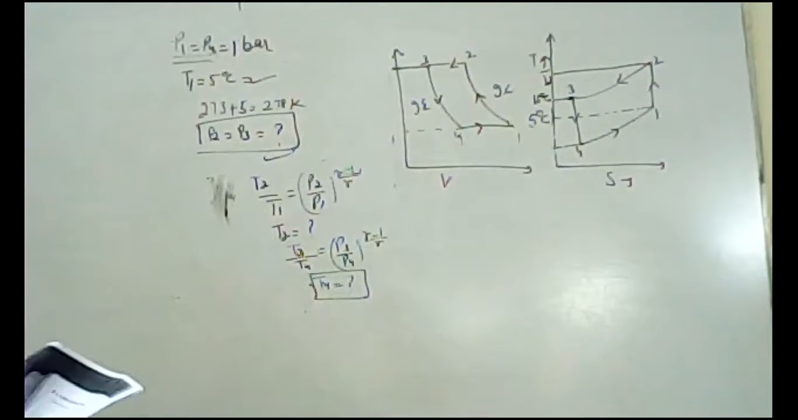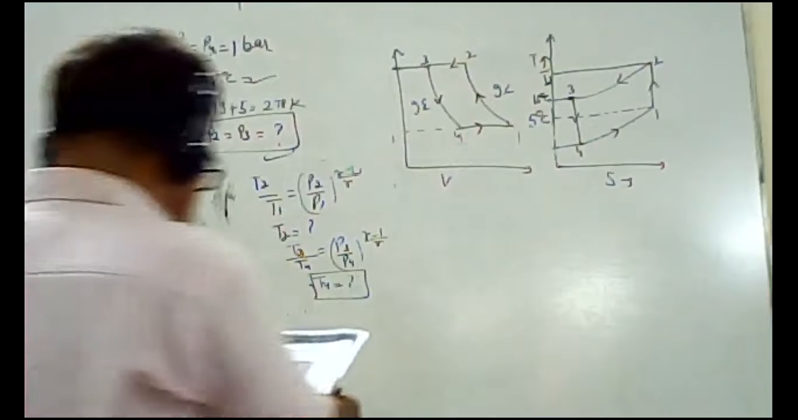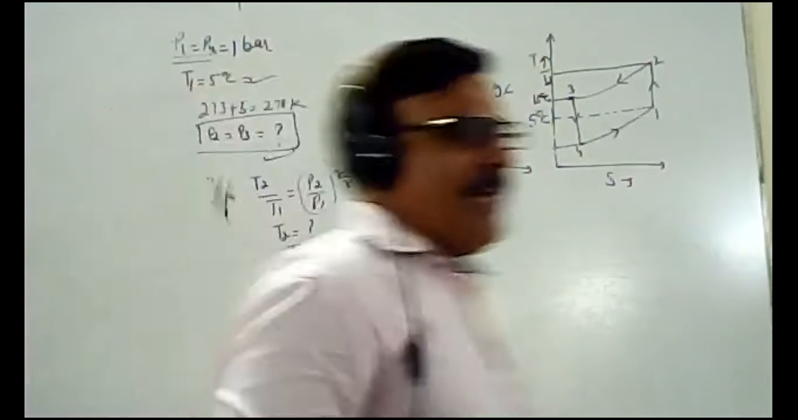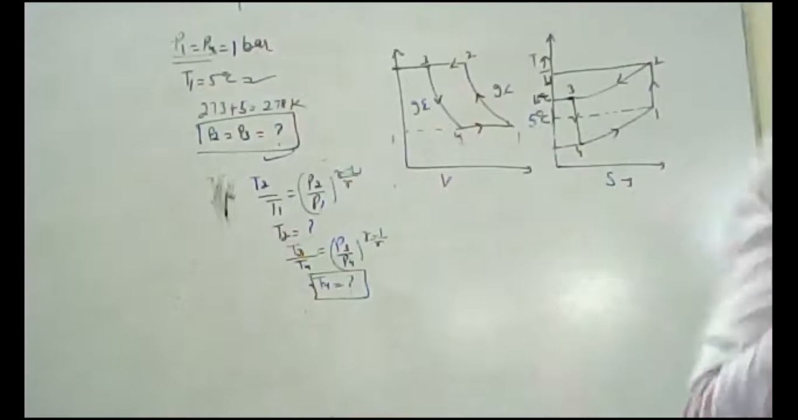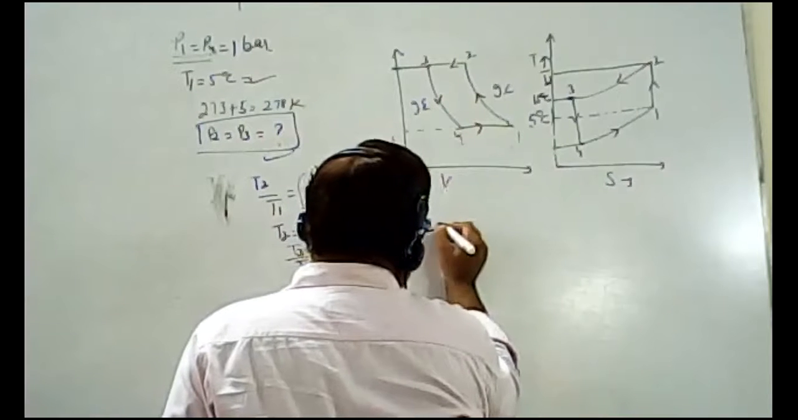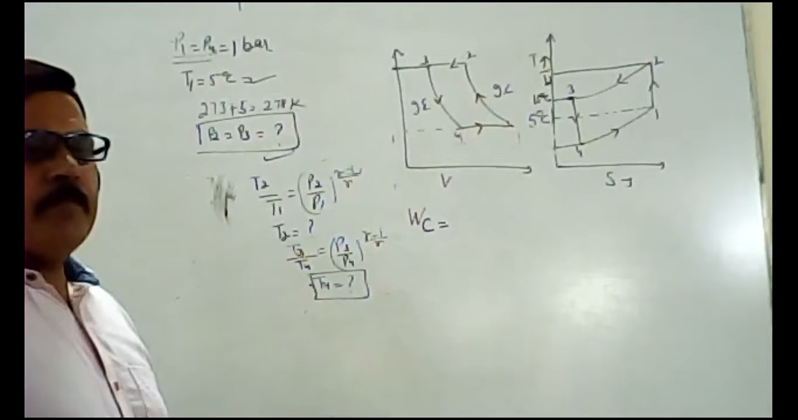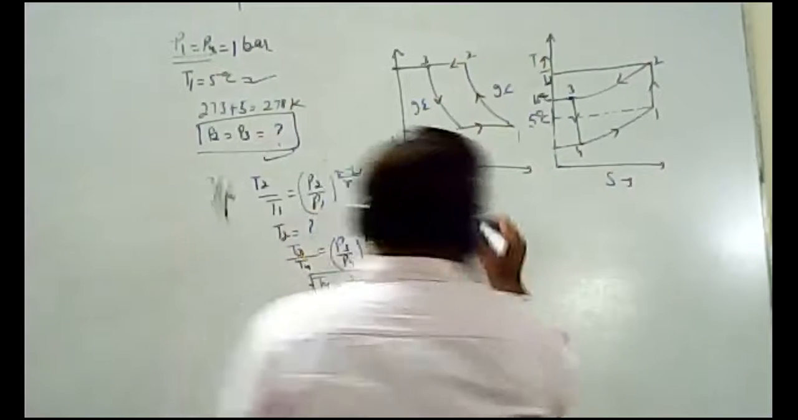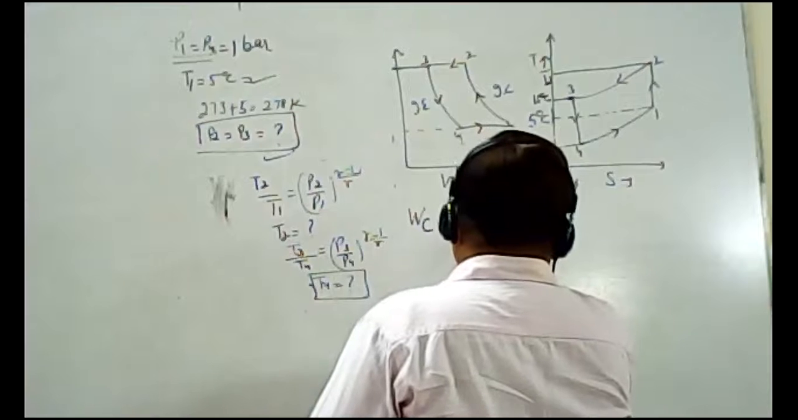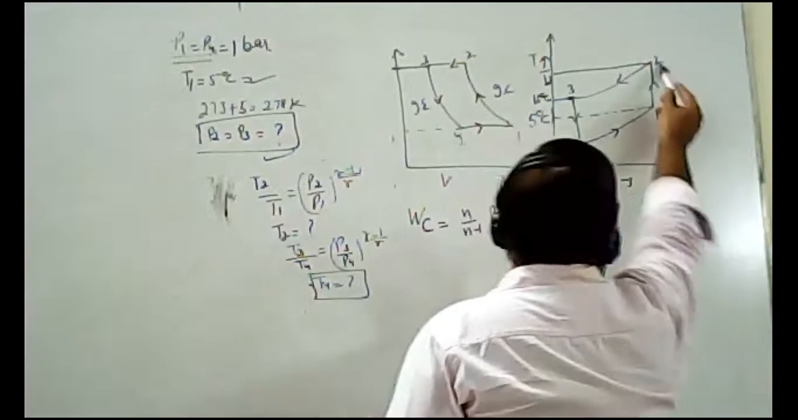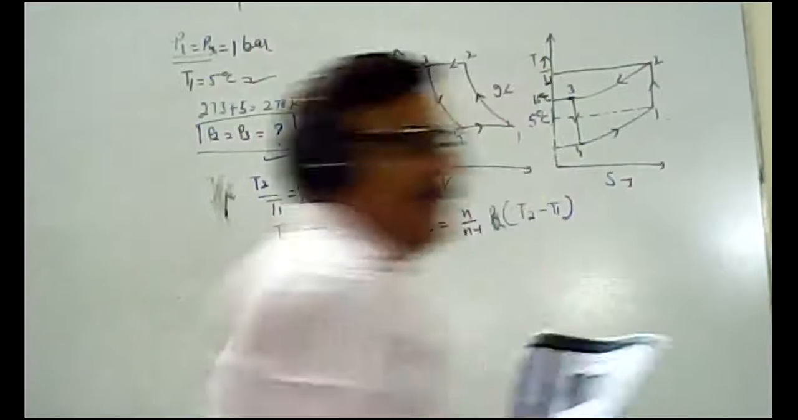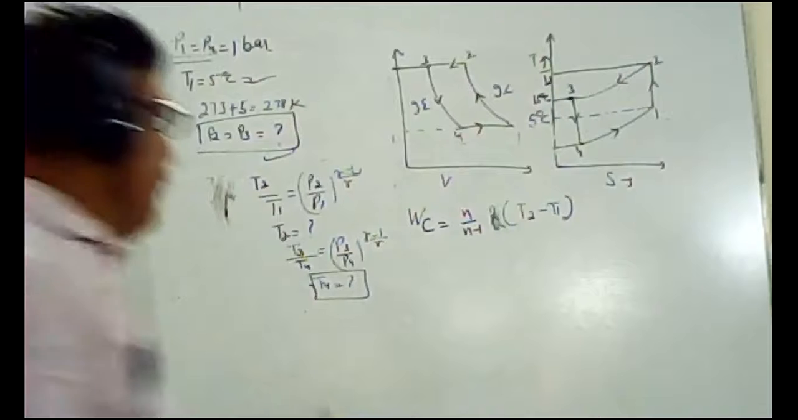But look at here, during your expansion process, what will be the work done during your compression process? I have already told you. The work done during the compression process will be equal to n upon n minus 1 into R into T2 minus T1.